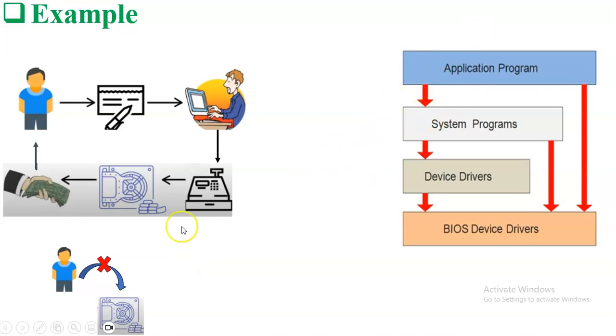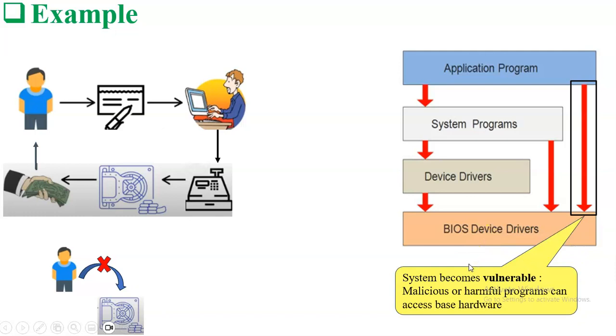In a similar manner, if you apply this concept to our structure, every layer is able to access the BIOS device drivers, which means that the system becomes vulnerable. Why? Because the application program has direct access to device drivers. System programs have direct access to device drivers. Device drivers have direct access to device drivers. So every layer is able to access the basic hardware, that is the device drivers. Hence the system becomes vulnerable. And at the device drivers level, the resources are very critical. So malicious or harmful programs can access base hardware, and this can lead to a lot of catastrophes. I hope this is understood.